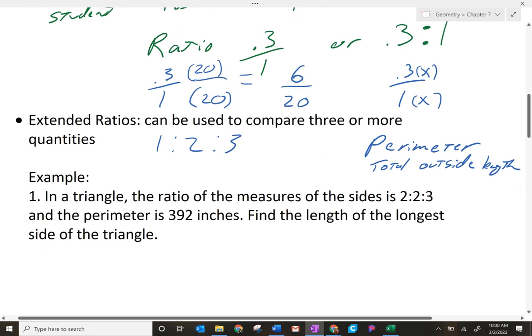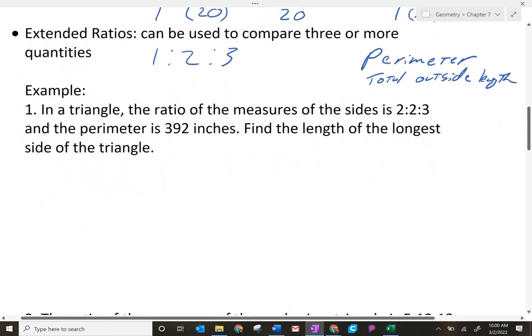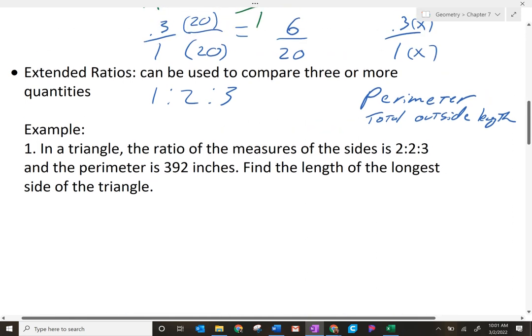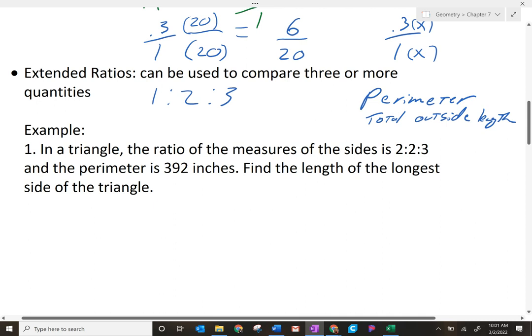All right, so example number 1. It starts off, in a triangle, the ratio of the measures of the sides is 2 to 2 to 3, and the perimeter is 392 inches. Find the length of the longest side of the triangle. So, just like what I did, I'll scroll up just a smidge so you can see when I wrote those ratios there, how I gave the little x's along with it. I can do pretty much the same thing with this extended ratio.